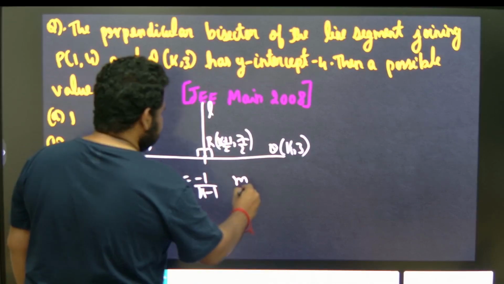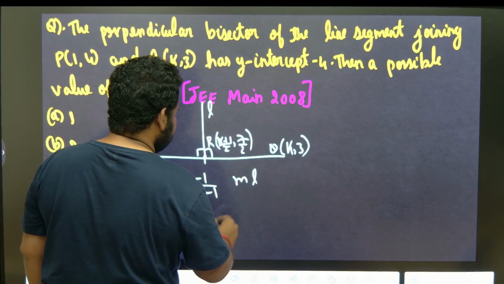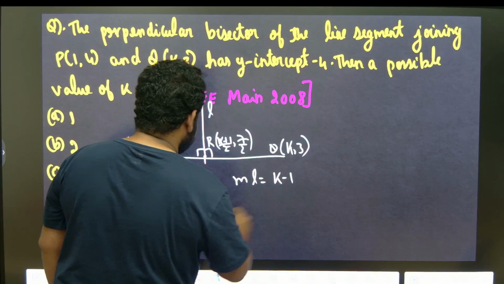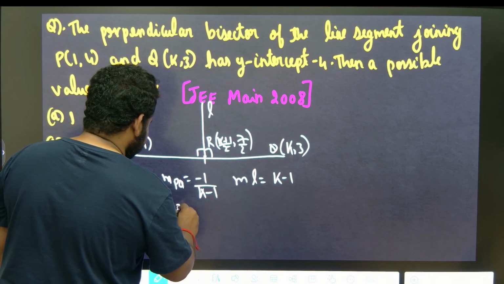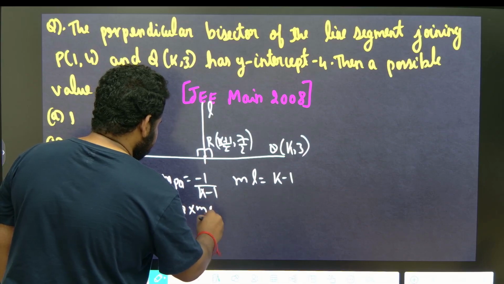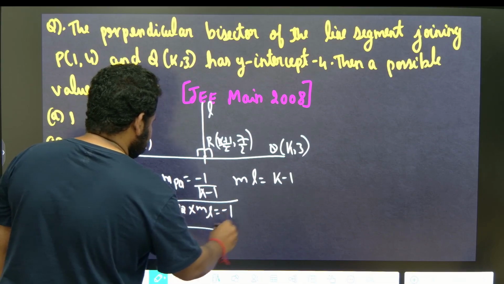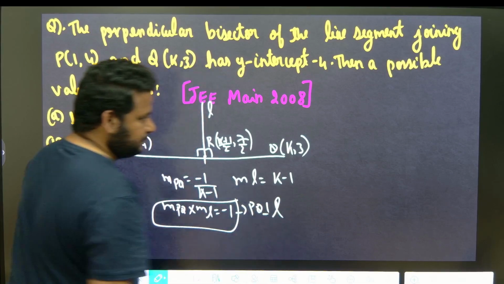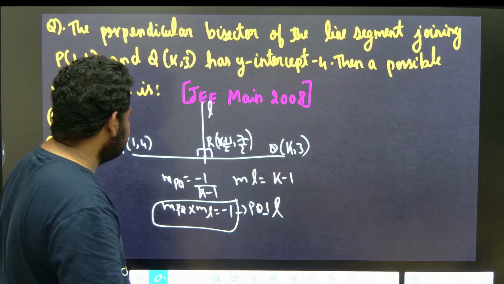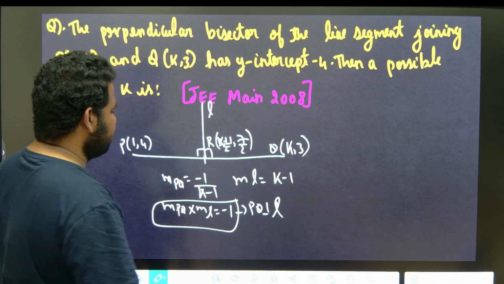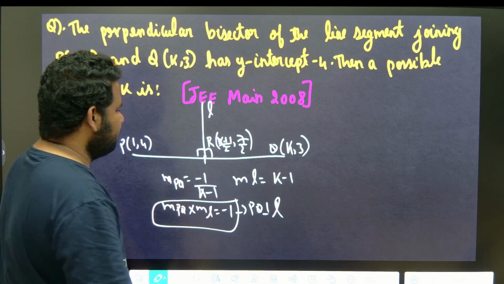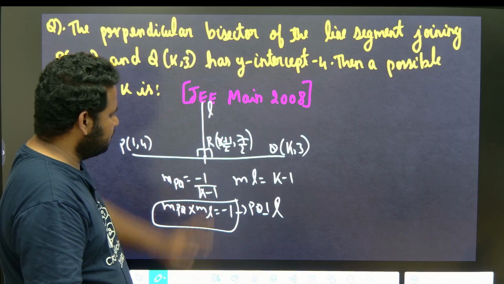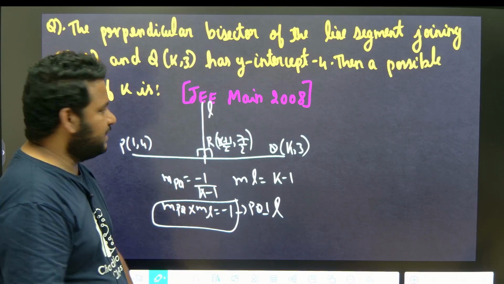So slope of L will be equal to what? Slope of L will be equal to k minus 1, because we know that slope of PQ into slope of L will be equal to minus 1, as PQ is perpendicular to line L. So slope of L will be equal to k minus 1. We got the slope of this line and we also have the points.